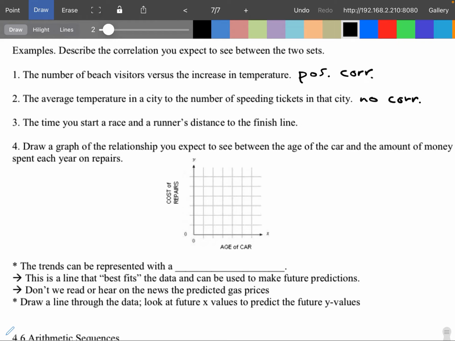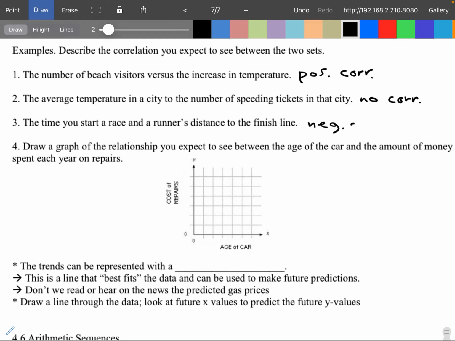I mean, more people are going to be on the road, maybe, and then you know how fast they are, but it wouldn't be a strong correlation. So we're going to write no correlation, or you could write none.